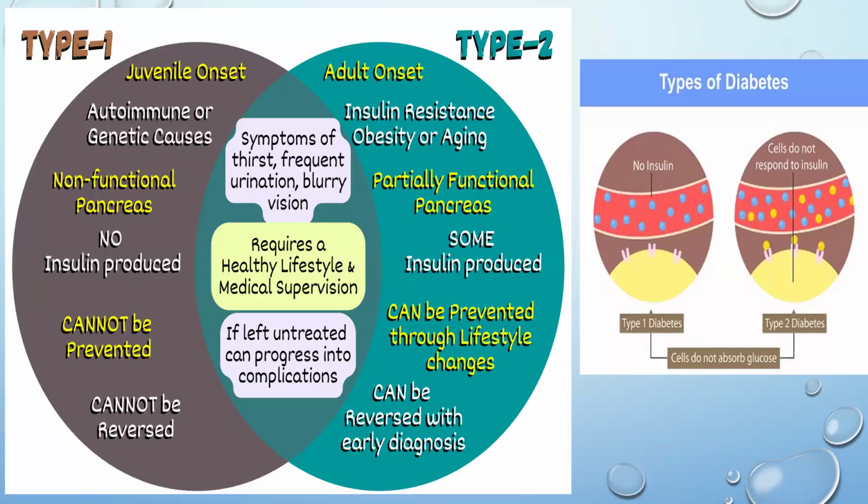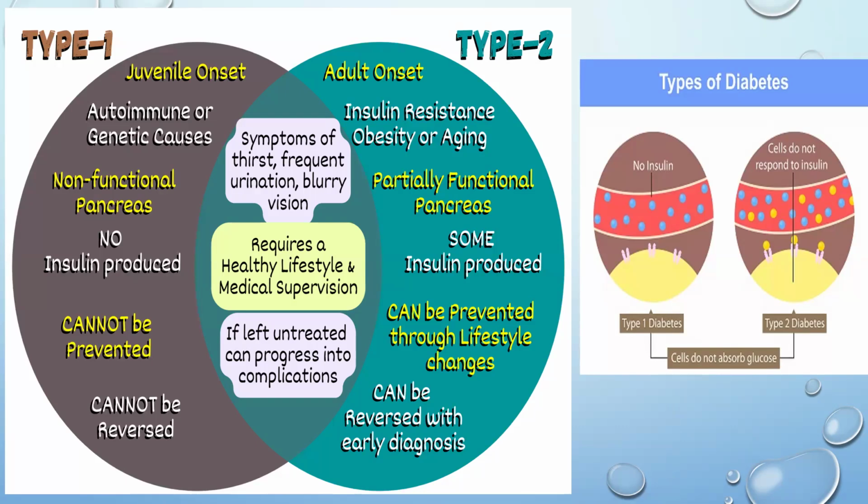So, the key differences between type 1 and type 2 diabetes mellitus: type 1 diabetes mellitus has juvenile onset. It is autoimmune or has genetic causes. There is a non-functional pancreas, so no insulin is produced. It cannot be prevented and it cannot be reversed.